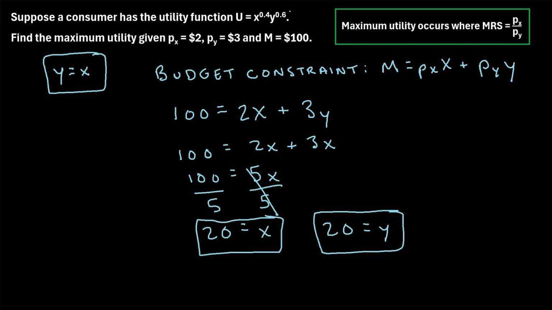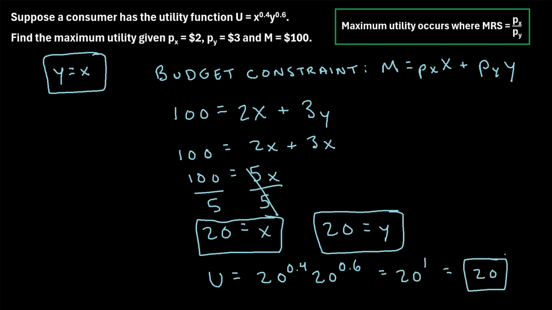Now, if we want to figure out what their utility value would actually be, we can just plug in a 20 for both x and y in this equation. So we would find that u, their utility, is equal to 20 to the 0.4 power times 20 to the 0.6 power, which comes out to, we can just add these two exponents. 0.4 plus 0.6 is 1, so we get 20 to the first power, which is just 20. So their utility has a value of 20. So that is the general process that you can use to maximize utility when you're given a Cobb-Douglas utility function and a budget constraint.